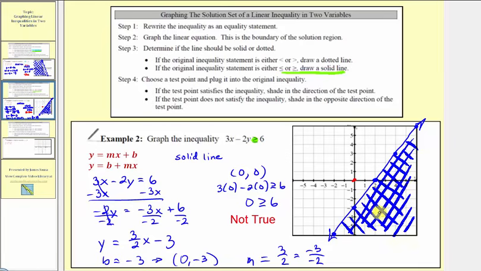Which means this region here, including the line, contains all the points that would have ordered pairs that would satisfy the given inequality. Let's look at one more example.